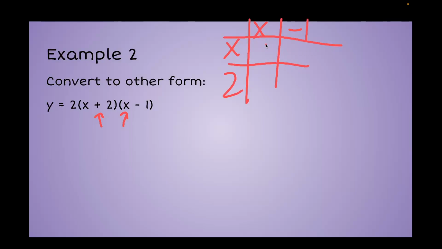Okay, so x times x squared, x times -1 is negative x, times 2 is 2x, and 2 times -1 is -2. And then the other thing we want to do is combine like terms, so 2x and -x. You can think of this as -1x if you want, but that's just x.